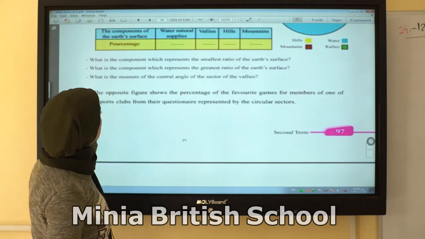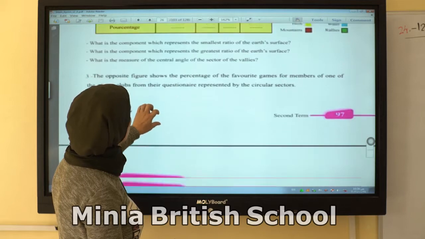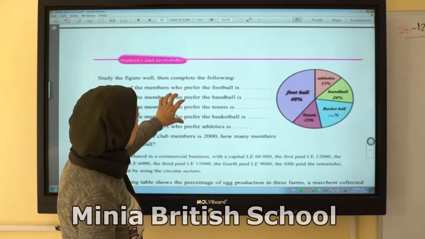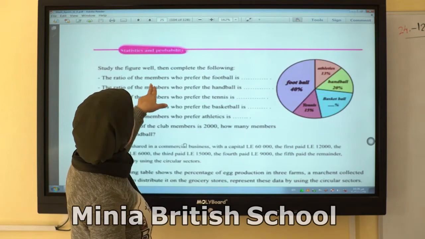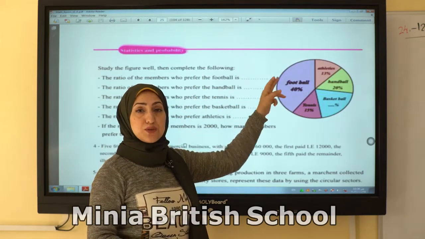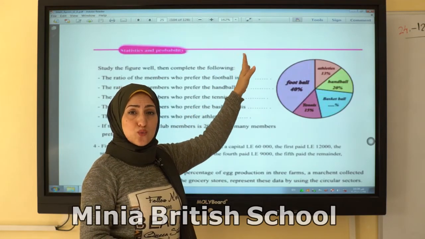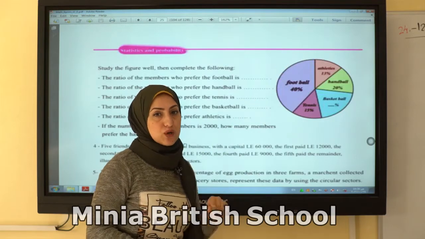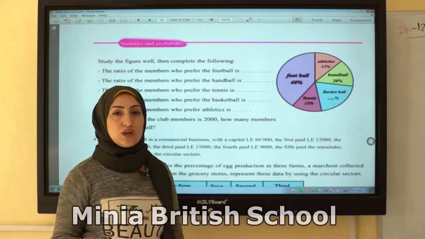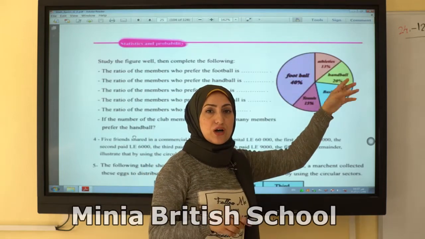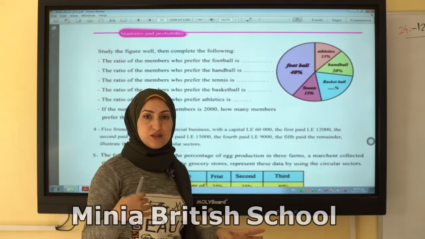This question: the opposite figure shows the percentage of the favorite games for members of one of the sports clubs from their questionnaire, represented by circular sectors. So here, there are many sports. Football, 40%. The ratio of the members who prefer football is 40 to 100, that means 1 over 4 or 1 to 4. The ratio of the members who prefer handball is 20 over 100, it means 1 to 5, and so on. We know how to calculate the ratio of anything as we had in the first term.